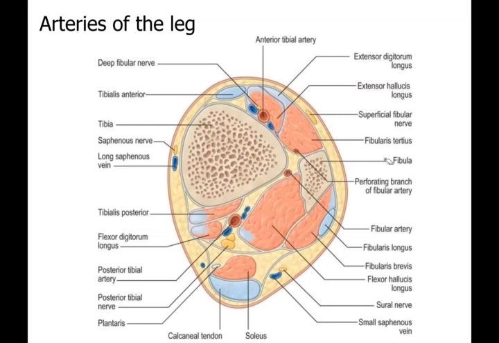You can see this fact here. Now this is the posterior tibial artery and this is the fibular artery or peroneal artery. Then you can see it here. This is the anterior compartment. Your fibularis longus and brevis. This is flexor hallucis longus. So this is the lateral compartment. So the peroneal artery is in the posterior compartment. It sends branches to the muscles in the lateral compartment.